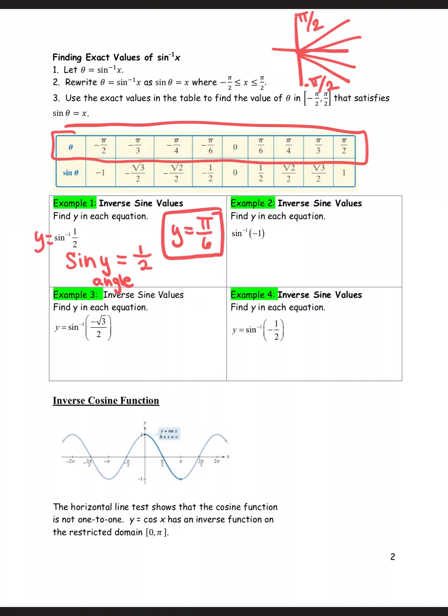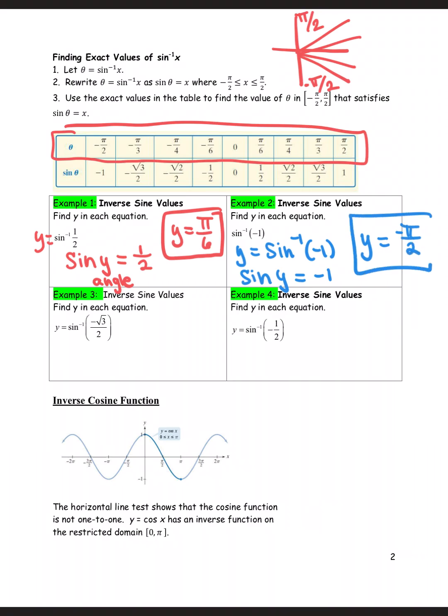Find y in each equation where y is the inverse sine of -1. Once again, we're going to let that equal y. So that means sine of y equals -1. Well, where does sine of y equal -1? y would have to be negative pi over 2. We cannot say 3 pi over 2. We can only use between negative pi over 2 and pi over 2. I understand that negative pi over 2 is in the same position, or coterminal, with 3 pi over 2, but you have to answer between negative pi over 2 and pi over 2.